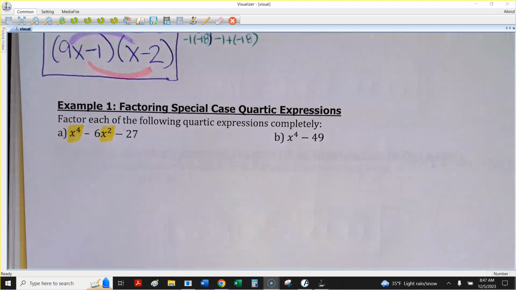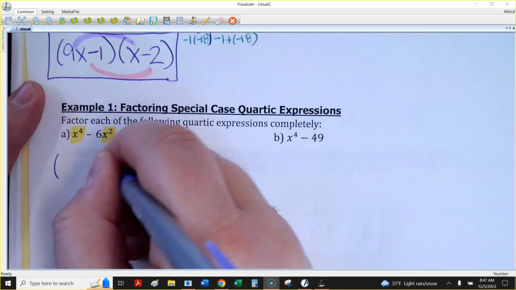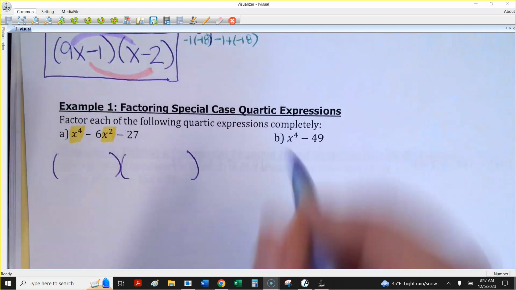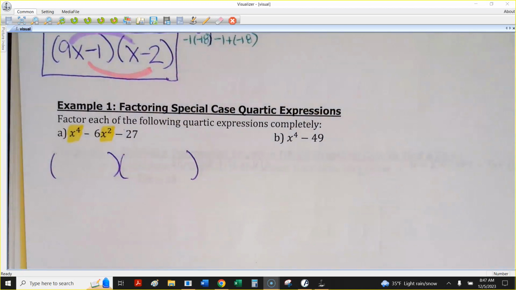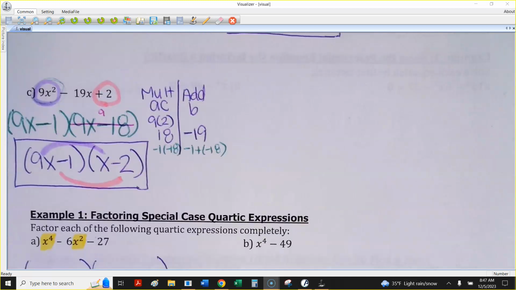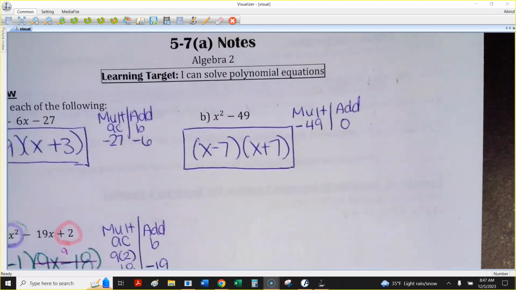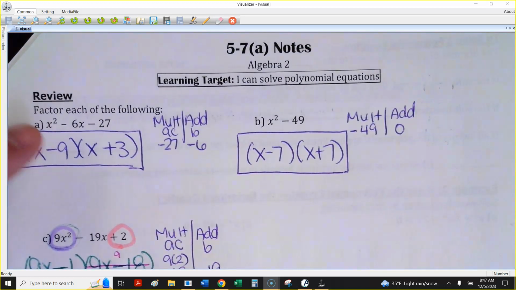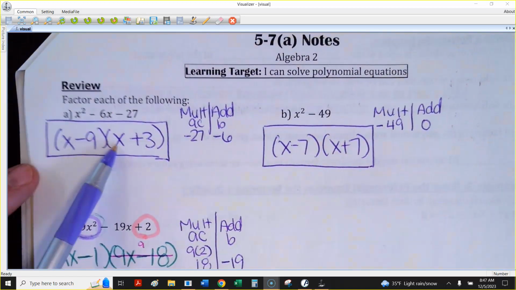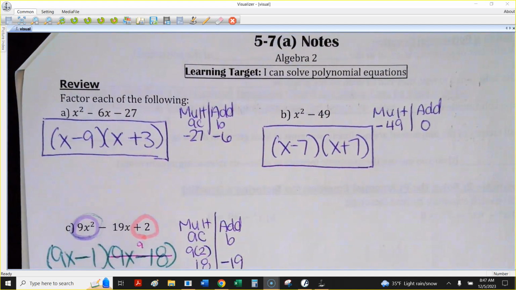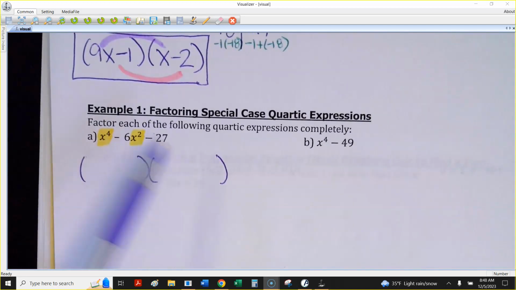Does anybody know, it's going to look really similar. There's literally like one thing you would change. Does anybody know what the factored form would look like if I had x to the fourth minus 6x squared minus 27? It's super similar to this question right here. This one at the top. Super similar. There's one thing that's different. So it's almost identical to this. I'm just changing the powers of x. Anybody know how this would be different?